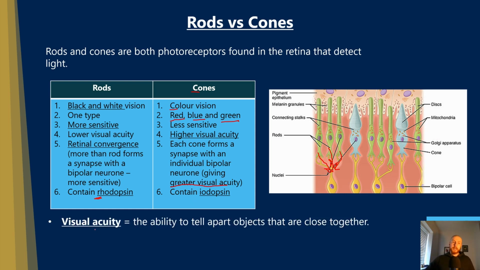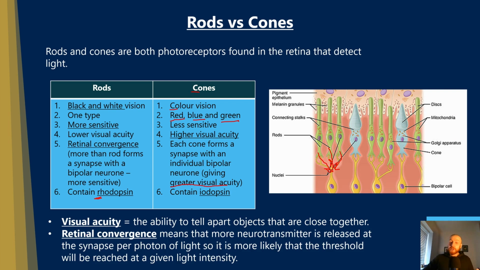Now, visual acuity is a key definition you need to know, and that is the ability to tell apart objects that are close together. And retinal convergence means that more neurotransmitter is released at the synapse per photon of light. So it's more likely that the threshold of -55 millivolts will be reached at a given light intensity.